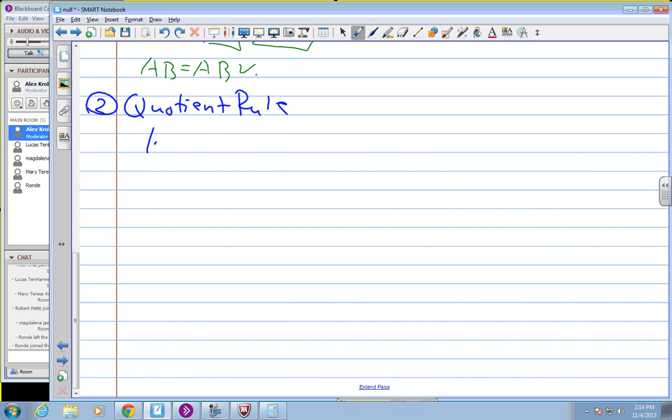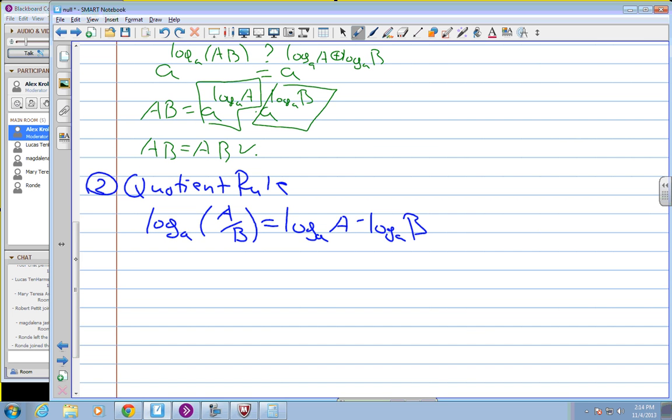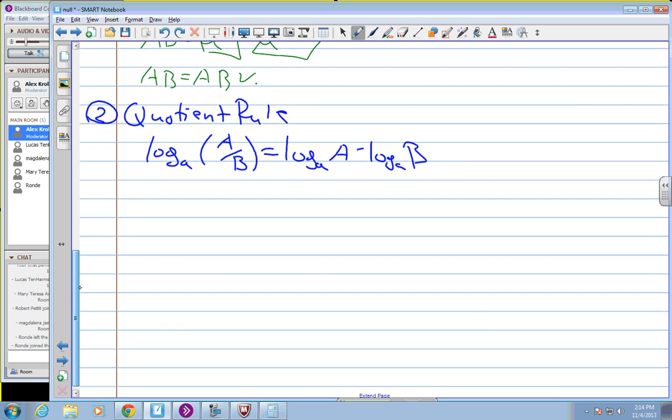And the quotient rule is dealing with the case when you have log base A of A over B. That becomes log base A of A minus log base A of B. And again, I can prove it in the same way. I don't want to. It's just the same thing. Yeah, on the right side you have a minus.